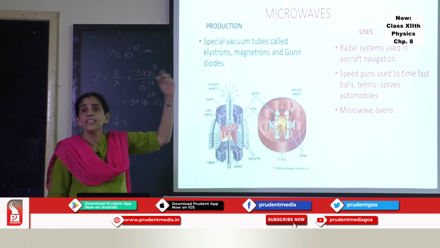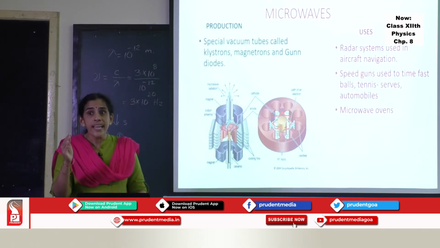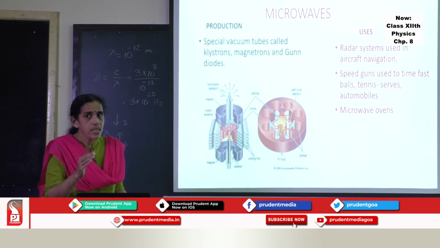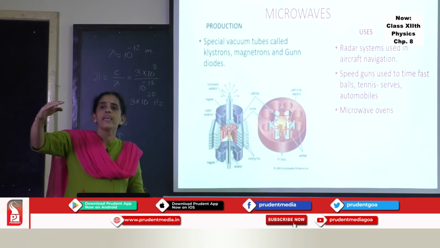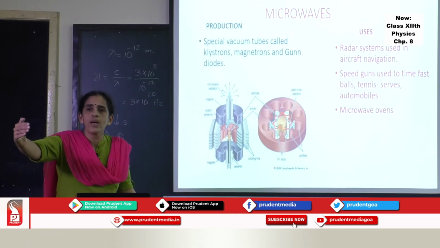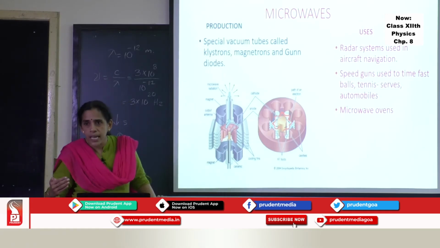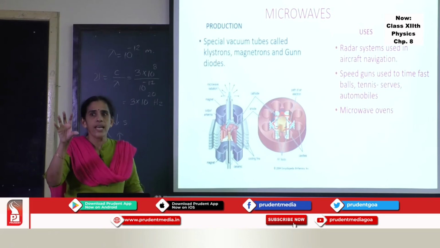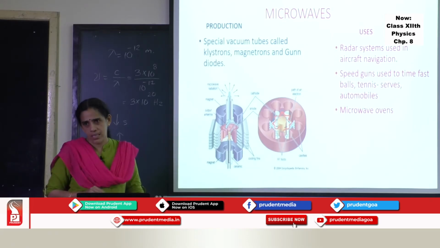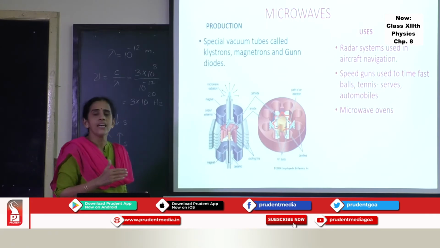Radio detection and ranging. Radar is radio detection and ranging. Like from the aircraft, they send the waves, it hits other planes or whatever it is and returns back, and they see the time and identify where the objects are. Okay? Then it is also used in speed guns.